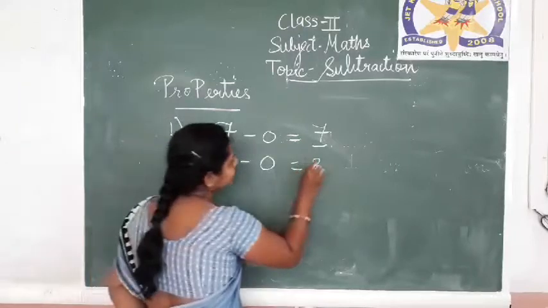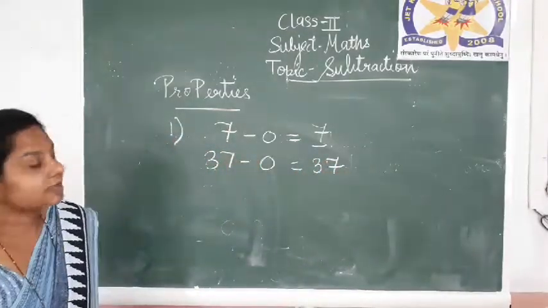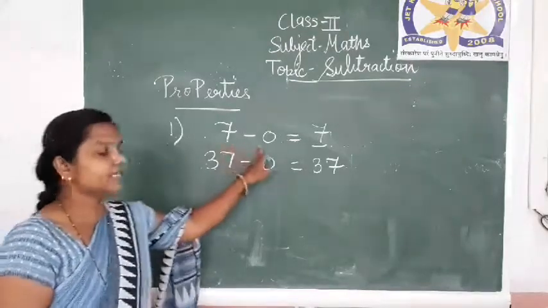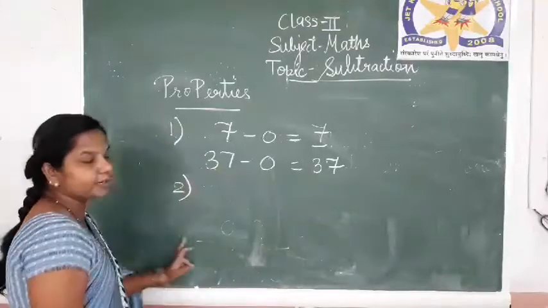So what will be the answer? The answer will be 37 as it is. Yes? So this is the first property of subtraction. Now let us move to the second property. What does the second property say?